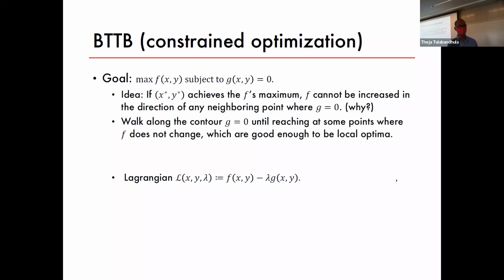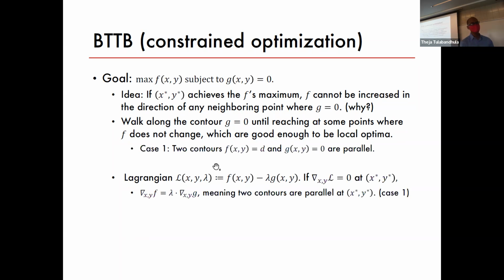So let's think about this point here a little bit more. When can it happen that you are walking along the contour of g equal to 0, some curve, and you reach some point where f is not changing? Okay. So they are good enough to be local optima.